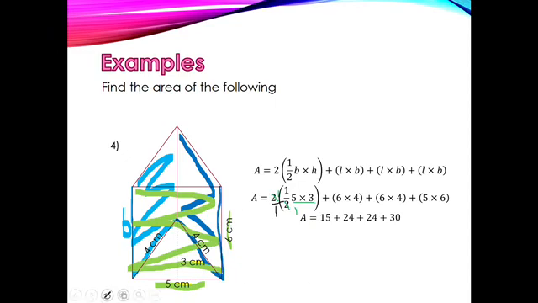6 times 4 will give you 24. And 5 times 6 will give you 30. Add them all together and you should get 93 centimeters squared. Now this one's quite a challenging question, so what I would advise to you guys is to go and get some extra examples on this and practice it, because this example is really sometimes challenging. Or you can use the colors like I've done.